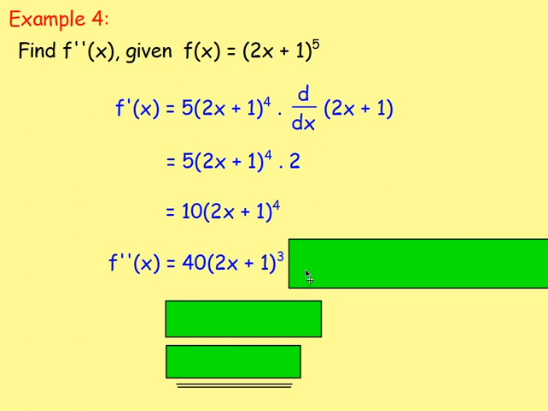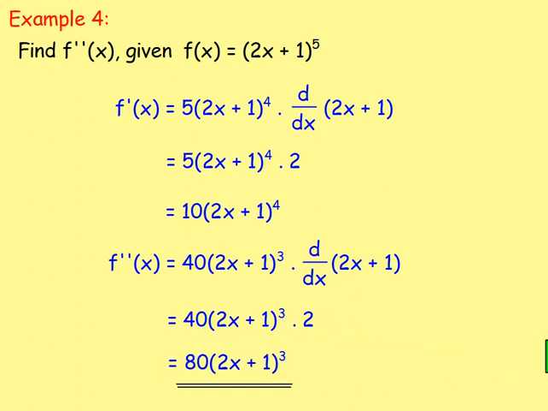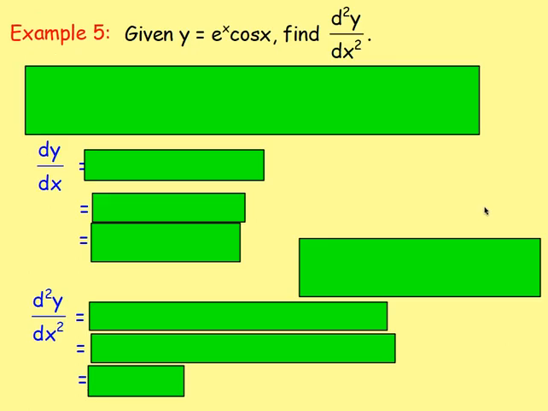And then multiply by the derivative of what is in the brackets. So you want to differentiate this 2x plus 1. From there then, if you differentiate 2x plus 1, well, you're still getting 2. So you'd have 40 bracket 2x plus 1 close bracket cubed times 2. And then from there, 40 times 2 would give you 80 bracket 2x plus 1 close bracket cubed. And that's your answer.